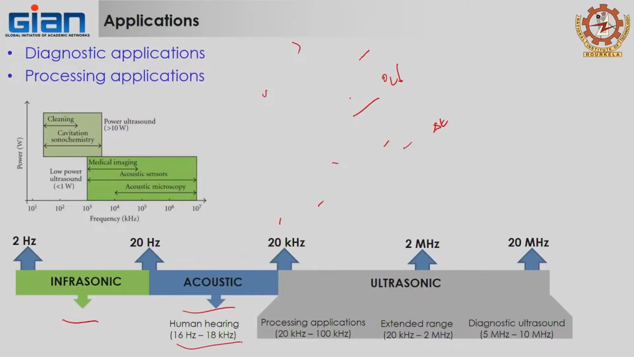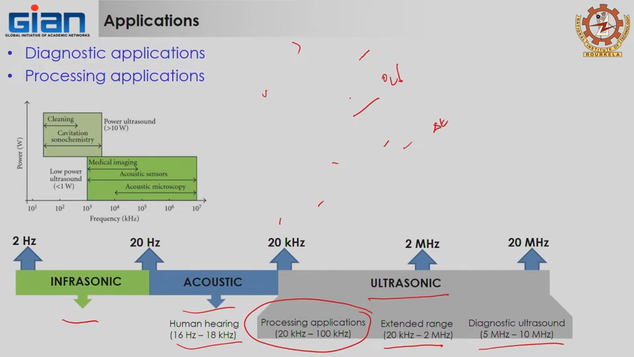In a similar way, now when you look at the frequency sweep, infrasonic, acoustics, the human hearing zone is over here. Anything above 20 kilohertz is classified as ultrasonics. The majority of processing applications are between 20 to 100 kilohertz. Some applications are in this zone, but anything above 5 megahertz goes as diagnostic. So this is called high frequency low power ultrasound, and this is low frequency high power.